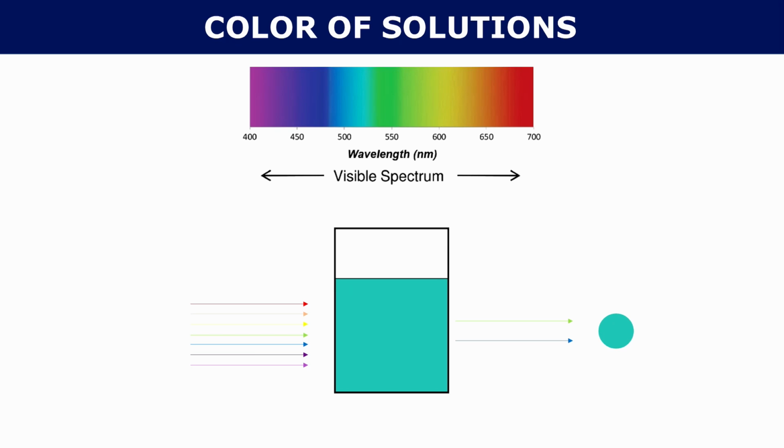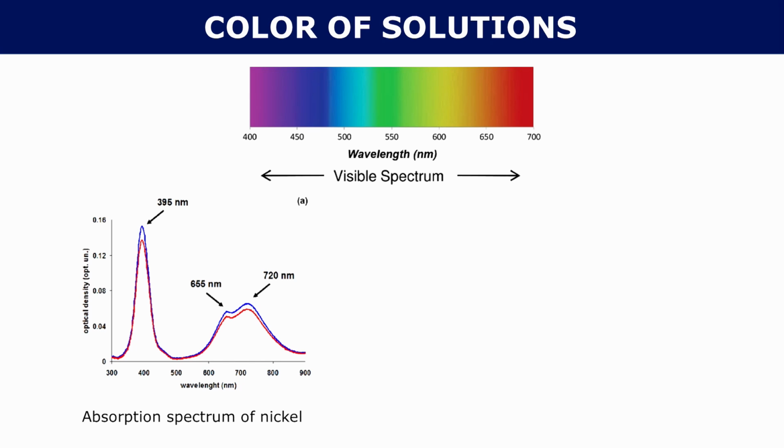So what that means for our transition metal cations is that when you have a solution of them, they're allowed to absorb certain wavelengths, but allow other wavelengths to pass through. And the wavelengths that pass through are what determine the color of the solution itself. So if you look at something like nickel, this is the absorption spectrum of nickel. What it tells you is that wavelengths around 400 to 450 are going to get absorbed a lot. Something like 600 to 800 is also going to get absorbed a lot.